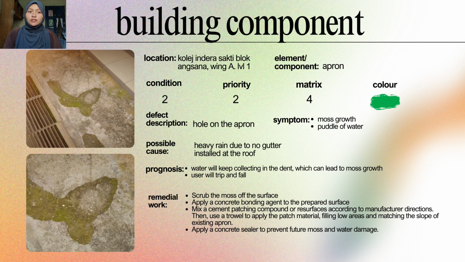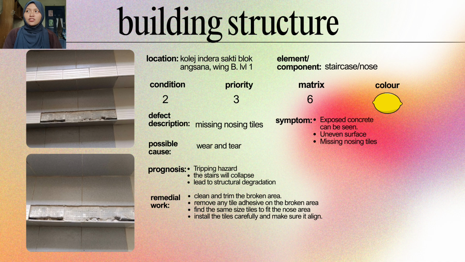The remedial for this defect: scrub the moss off the surface, apply concrete bonding agent to the prepared surface, mix a cement patching compound or resurface according to manufacturer direction, and then use a trowel to apply the patch material, filling low areas and matching the slope of the existing apron. Apply a concrete sealer to prevent future moss growth and water damage. Next is building structure.